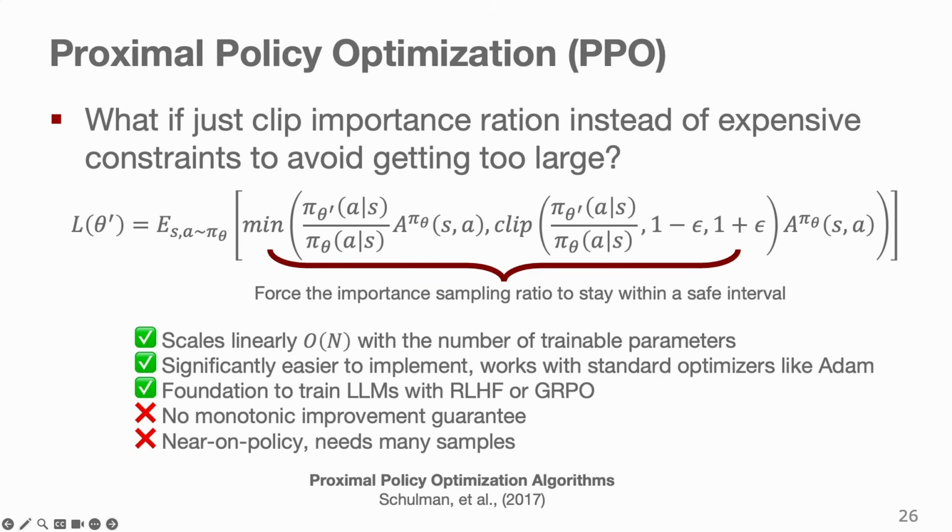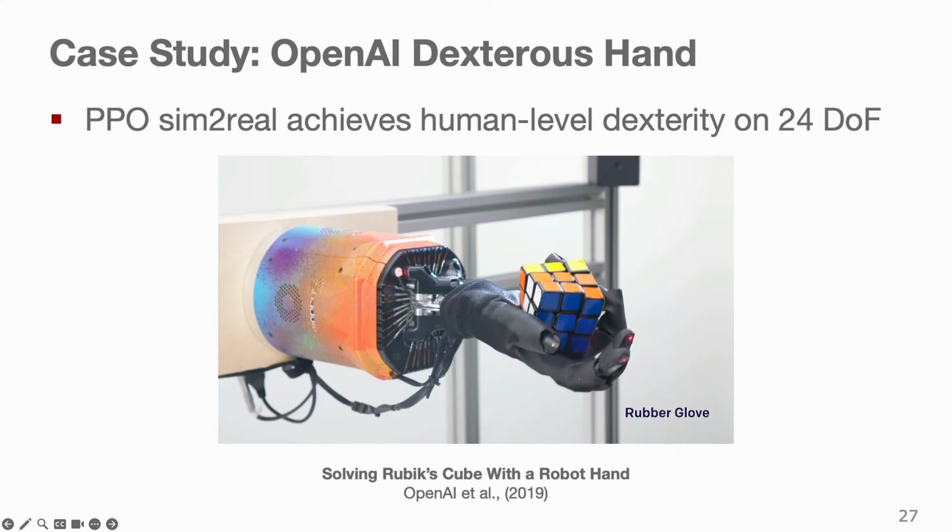The trade-off that we're making here is that we don't have a monotonic improvement guarantee anymore, and it's still near on-policy. So we still need quite a bit of samples to learn with PPO. It's quite reliable and quite stable across many different domains and applications, but it's still fundamentally a near on-policy method.